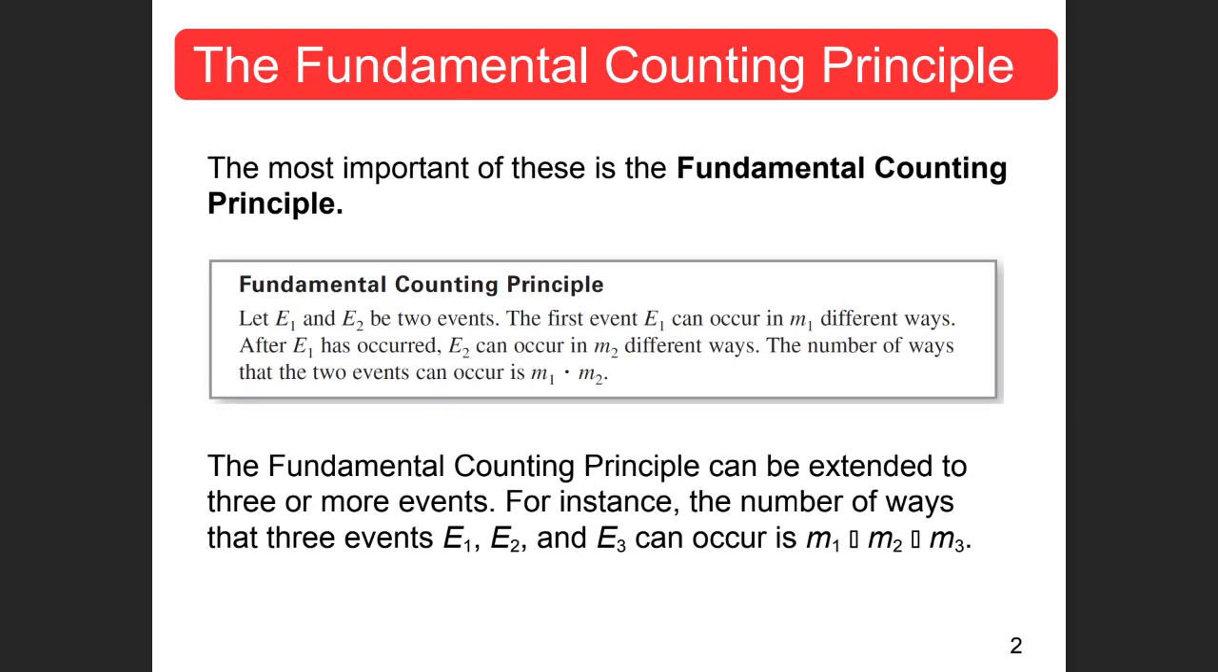If you read the fundamental counting principle, it says let E1 and E2 be two events. The first event, E1, can occur in M1 different ways, and after E1 has occurred, E2 can occur in M2 different ways. The number of ways the two events can occur is M1 times M2. What the heck does that mean? I wish math books would write stuff in English, not in mathematics, because it's so hard to understand what they're talking about. So here is what they mean.